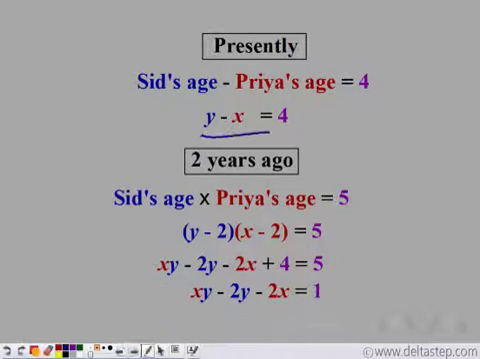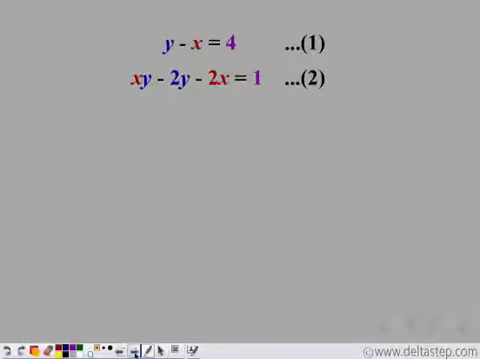Now this and this, these are two equations in two variables x and y. So these two are the two equations in two variables x and y. And we can solve them to find the values of x and y. So let us see how we can solve them. So these are our two equations.